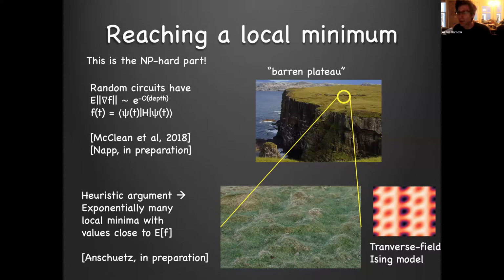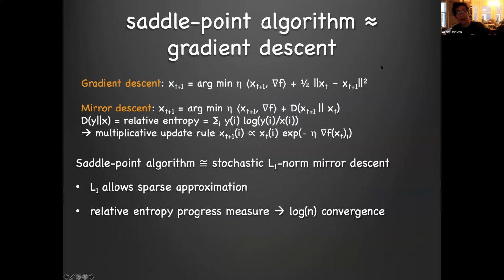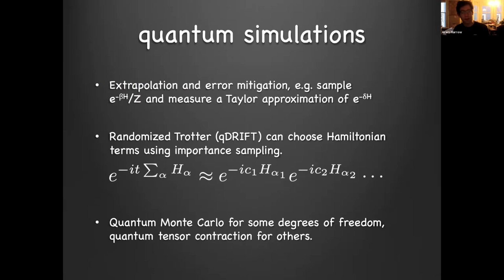I should probably wrap up, right? We're 65 minutes into things. So let me say that my saddle point algorithm is secretly a form of gradient descent. I'm just not going to explain how, but it's something called stochastic L1 norm mirror descent. So it turns out that the different halves of my talk are maybe not so disconnected after all.